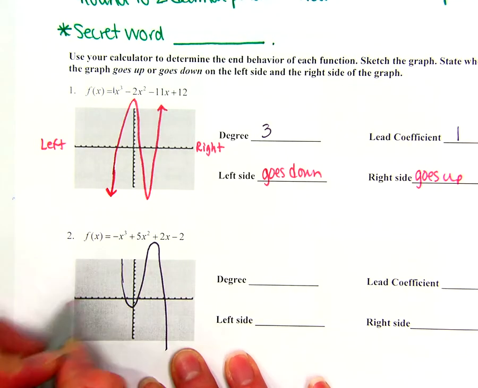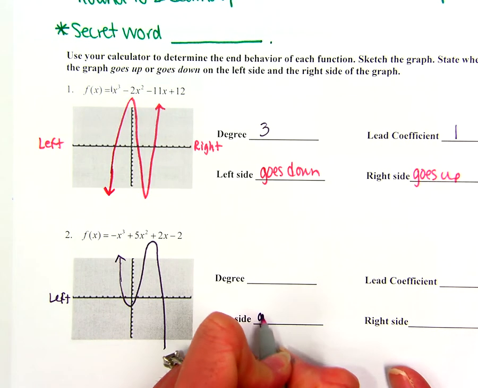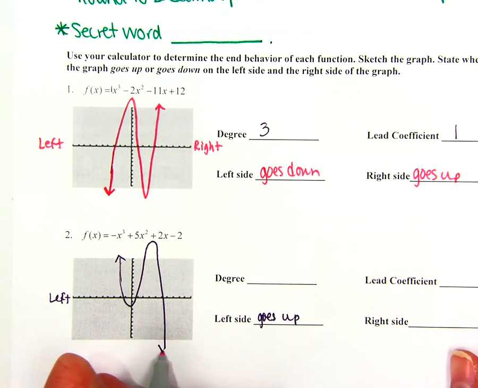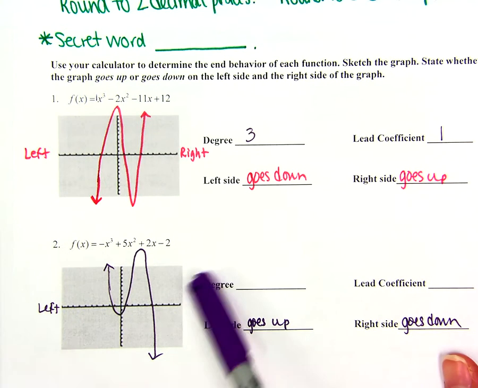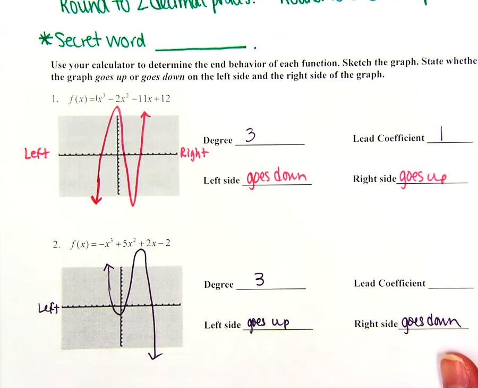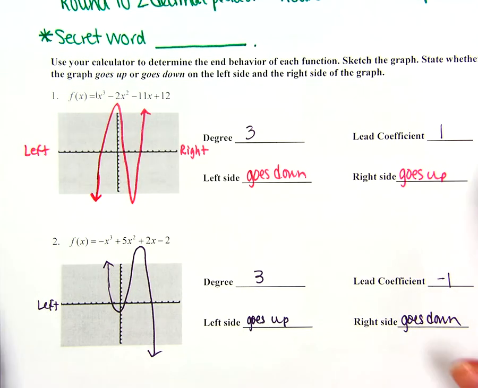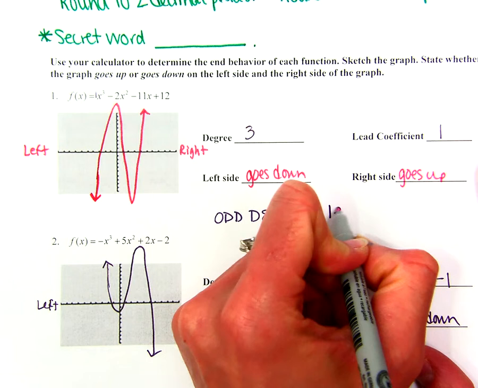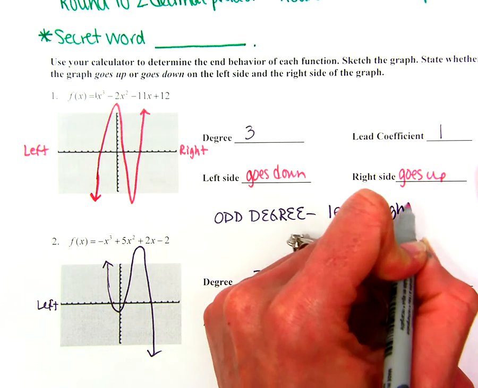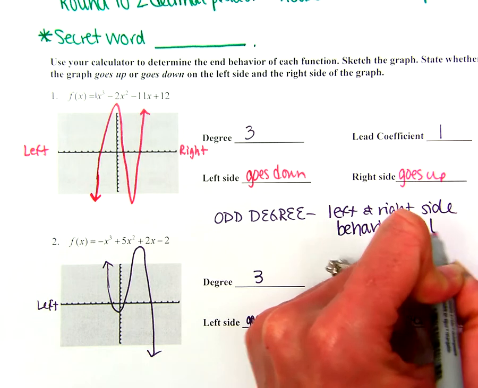So now it's asking you what happens on the left side. Well, the arrow would point all the way up, so it would go up. On my right side, the arrow points down, so it goes down. All right, so let's go back and look. What's the degree of this? It's a cubic again, right? It's a third degree, and my lead coefficient this time is a negative 1. So we have a third degree polynomial. That's an odd degree. In odd degree functions, your left and right side behavior will be opposites.